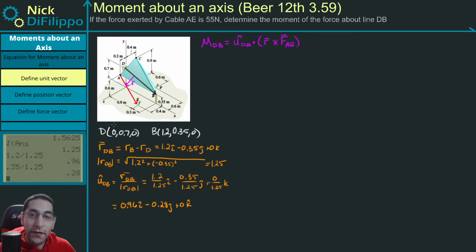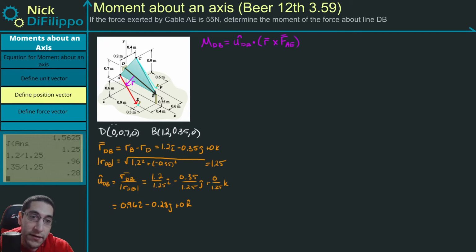Now that I found my unit vector, I want to figure out what my position vector is. My position vector, as we said here, is a vector that points from this line, DB, to my force, AE. And there's some convenient points to pick. A is a pretty convenient point to pick, or E is a convenient point to pick, and D is a convenient point, and B is a convenient point. You can pick any combination of those, any that you want. I am going to choose to go from D to A. It's just what I want to choose.